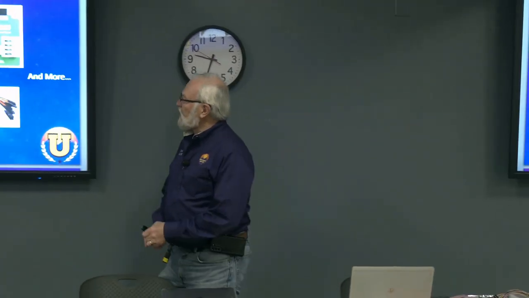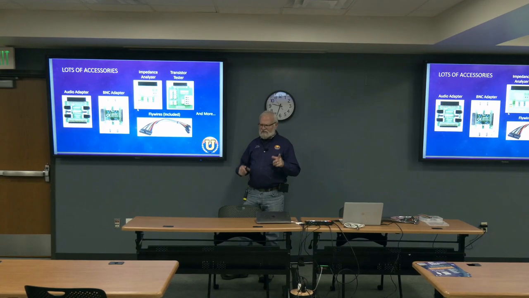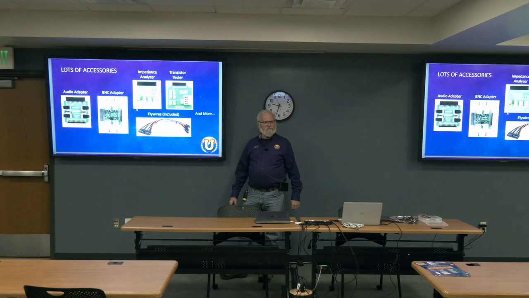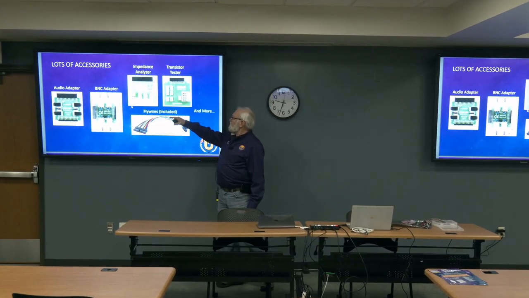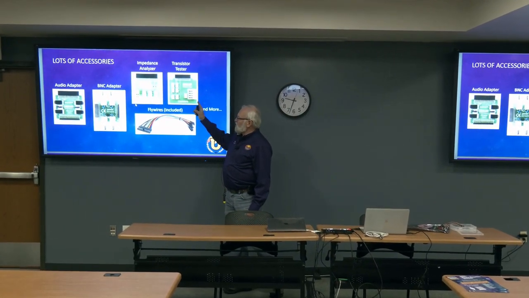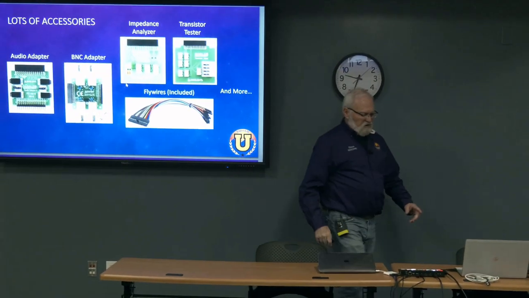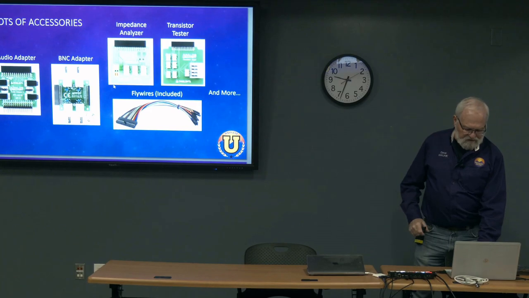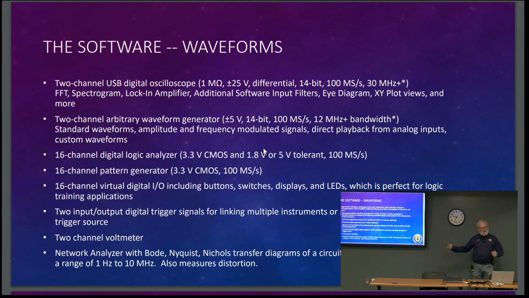What else we got? We got the impedance analyzer, so you can look at the impedance of an LC circuit, hook up resistors and inductors and caps. They also have a transistor tester adapter for it and an audio adapter for it. The Analog Discovery 2 actually has a headphone jack on it so that you can use the waveform output as a stereo output for whatever kind of testing you're doing.